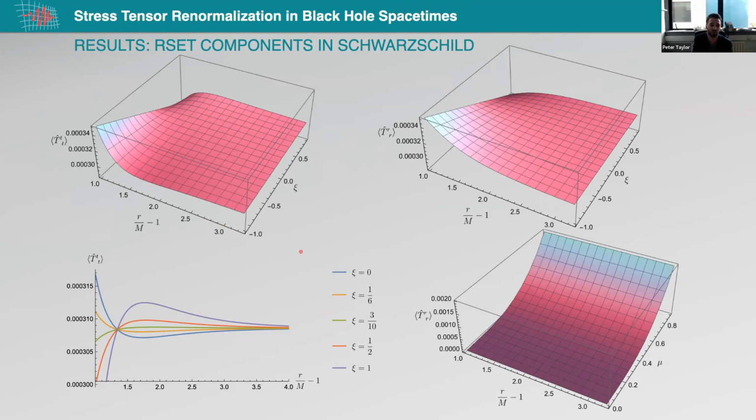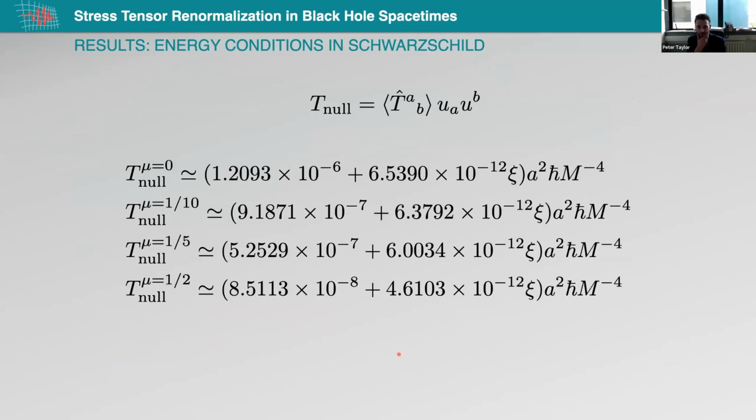So these are some 3D plots, and this is just giving you some values for some different couplings of one of the components of the stress energy tensor. And again, this is a plot of one of the components of the stress energy tensor in Schwarzschild as a function of the radius and also as a function of the mass. And again, I'm really just showing you this to show off just how efficient the method is, that we can do these 3D plots in a matter of hours on a standard laptop computer.